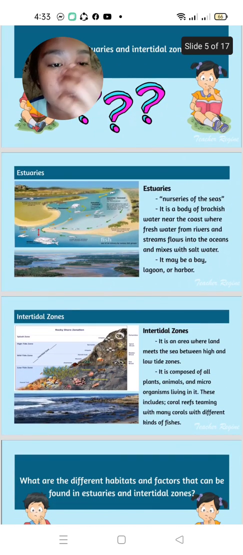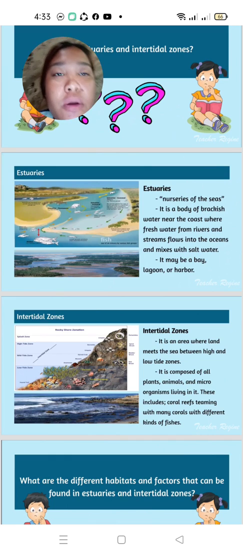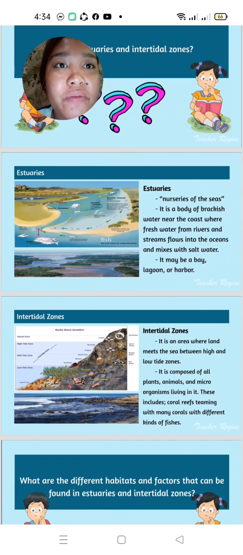Estuaries are a series of the seas. An estuary is a body of brackish water near the coast where fresh water from rivers and streams flows into the oceans and mixes with salt water. It may be a bay, a lagoon, or a harbor. The importance of estuaries is that they support a diversity of species of fish, shellfish, aquatic plants, and animals.